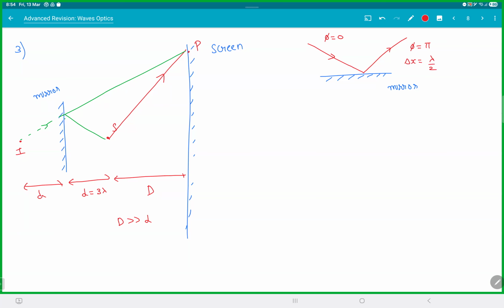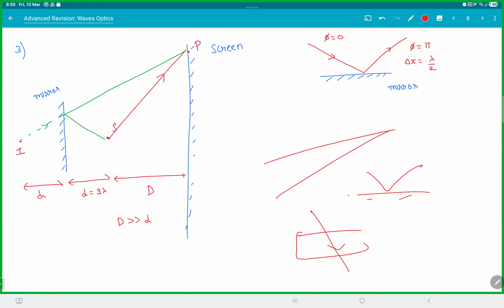lambda by 2. So if you guys remember, there are 3 ways you can create path difference. 1, you make them travel different distances. 2, make them reflect on a mirror. 3, make them travel inside a slab. I hope you're getting this. So there are 3 ways you can create path difference. Make them travel different distances, hit them on a mirror, or make them travel through different slabs. That's it. These are the only 3 ways you can create a path difference.